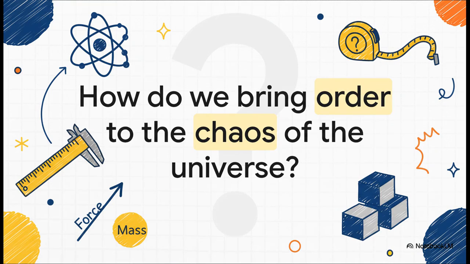I mean, just look around you for a second. The universe is, well, it's a whirlwind of activity, right? From the way a planet spins to the fizz in your soda, it can all seem impossibly complex, maybe even a little chaotic. So the big question is, how on earth do we even begin to make sense of all of it? How do we find the order in all that chaos?